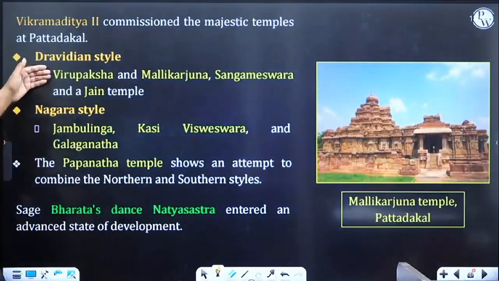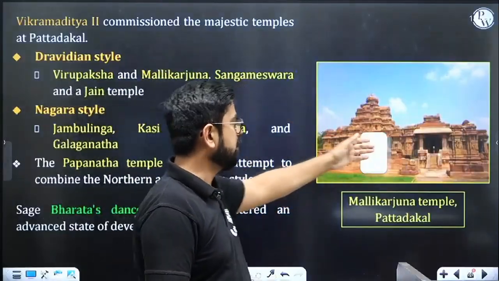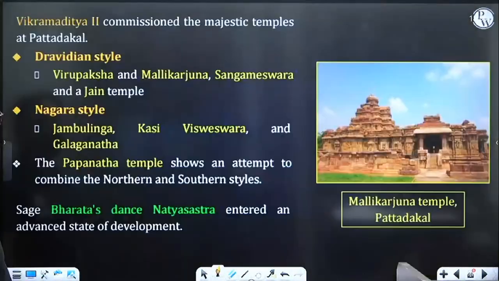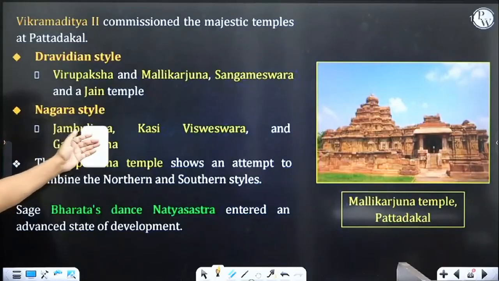Dravidian style is famous in Virupaksha, which you have already seen. Then there is Mallikarjun temple, and this is Sangameshwar, which we just saw. And Nagara style, like Jambulinga, Kasi Visheshwar, Galaganatha. These are Nagara style.